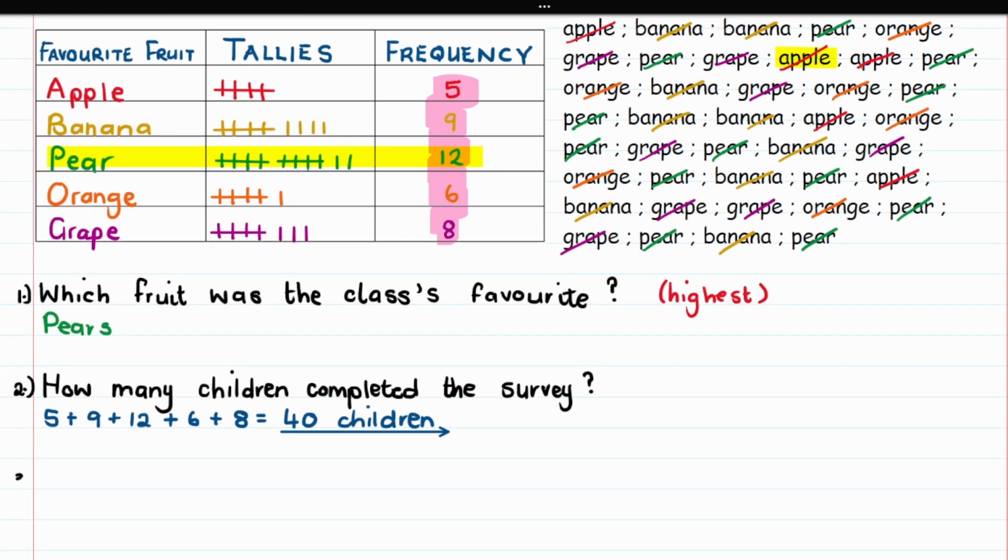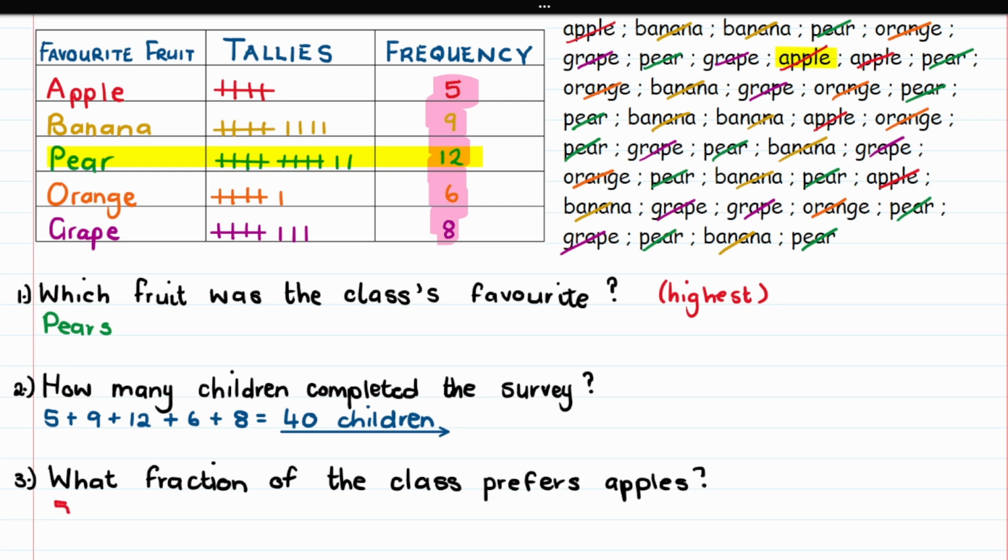For question 3, it asks what fraction of the class prefers apples? Well, 5 children prefer apples and there's 40 children altogether, so that means that 5 out of 40 children prefer apples. As we know, when we are working with fractions, we should always leave our answer in the simplest form. I can divide my numerator and denominator by 5, which leaves me with a fraction of 1 over 8.